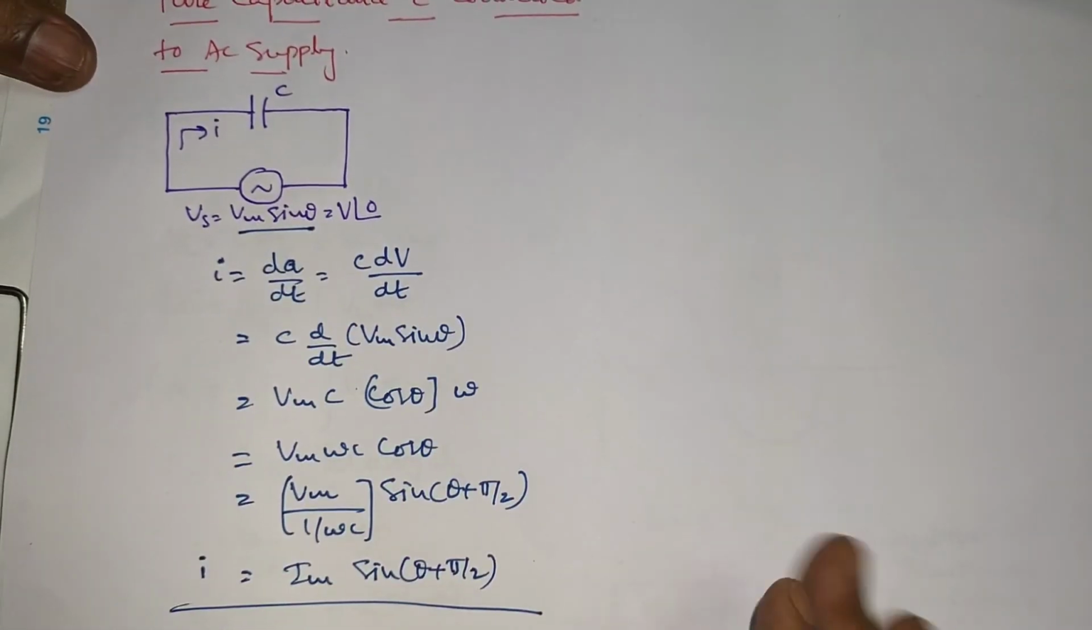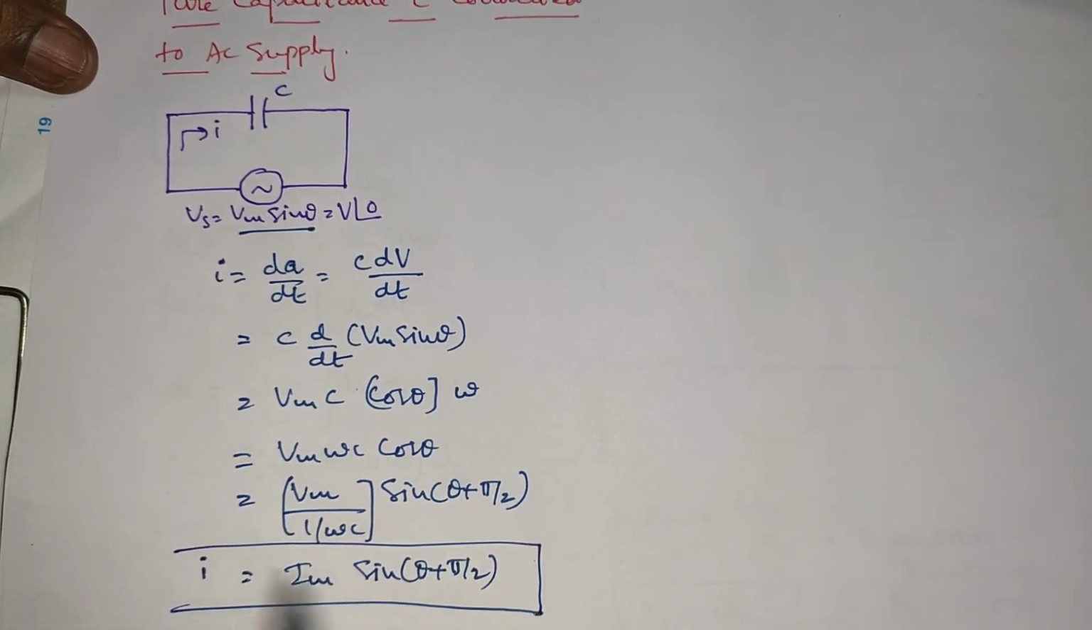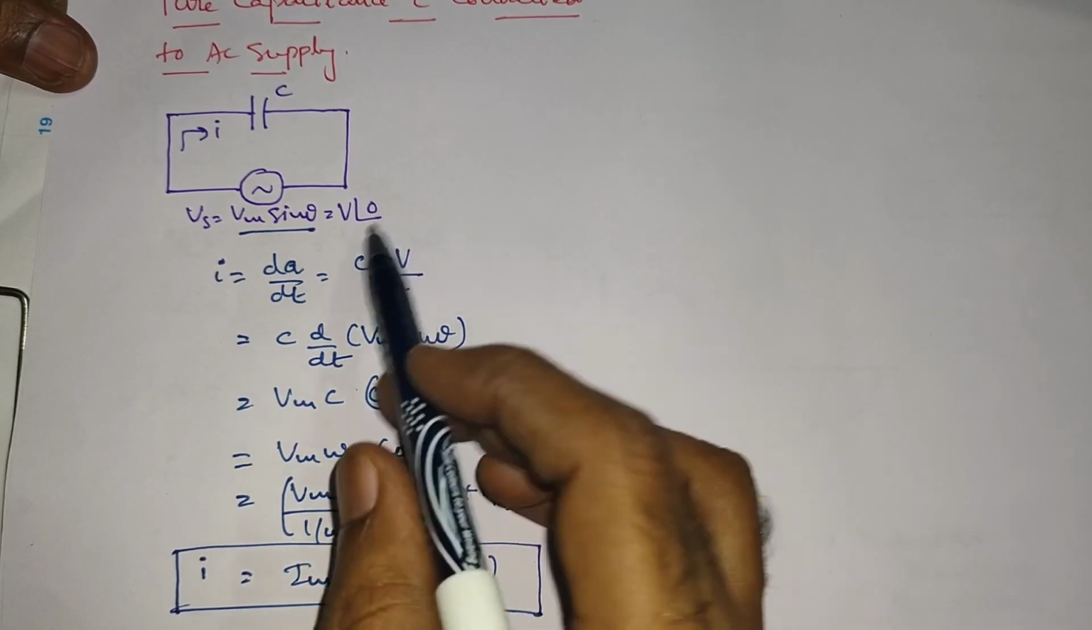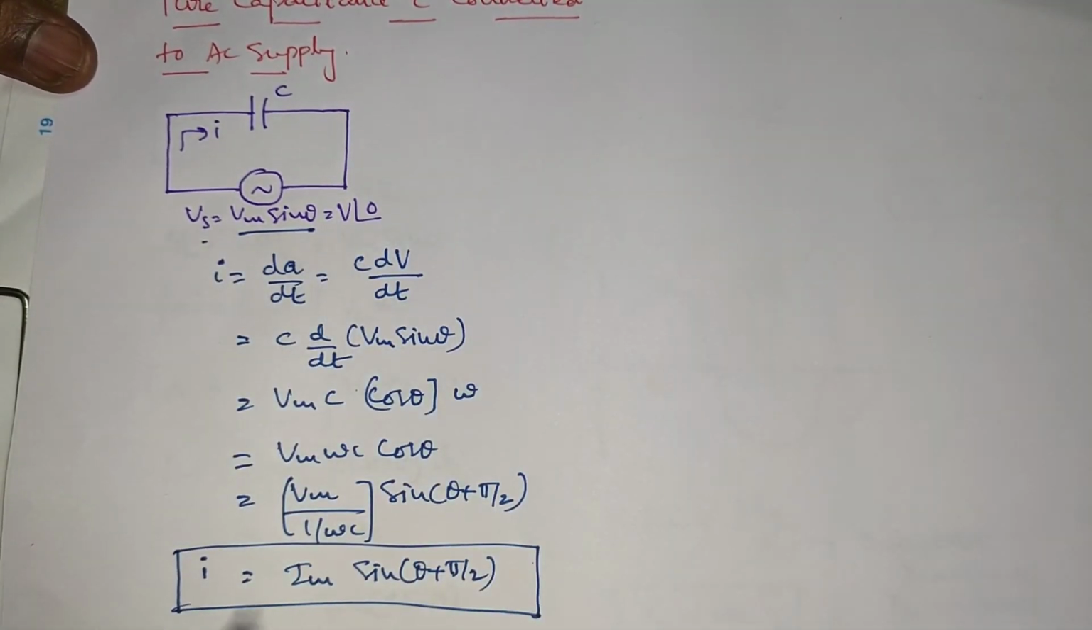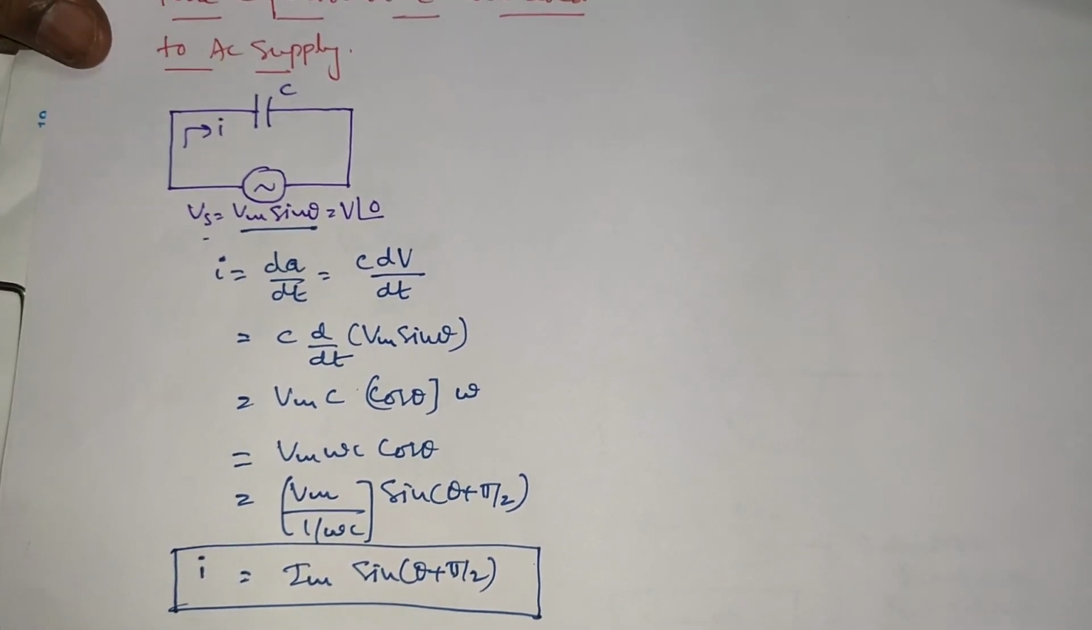So we have Im sin of theta plus pi by 2 as the equation for the current. Observe the two equations for voltage and current. Here the voltage equation is Vm sin theta, and the equation for current we have got is I equal to Im sin of theta plus 90 degrees.